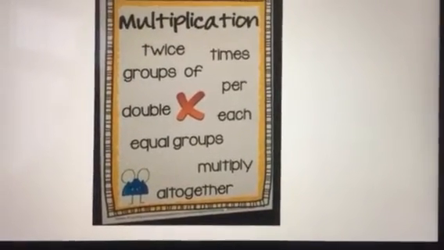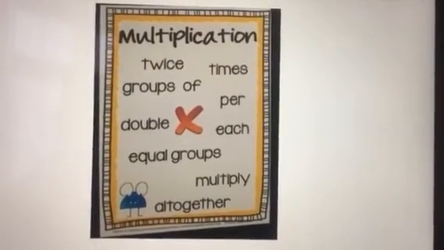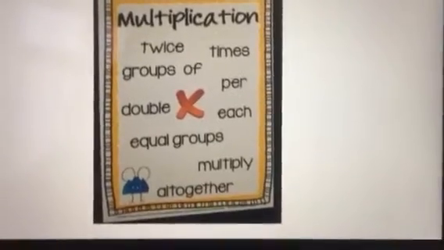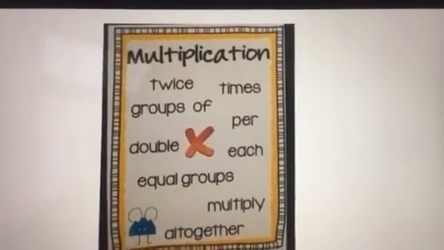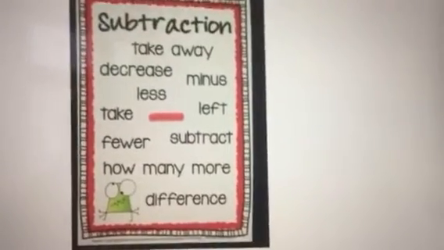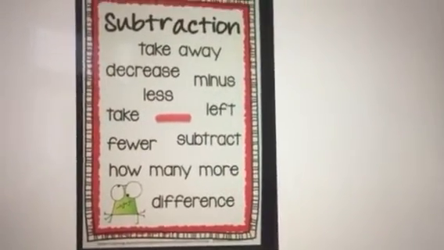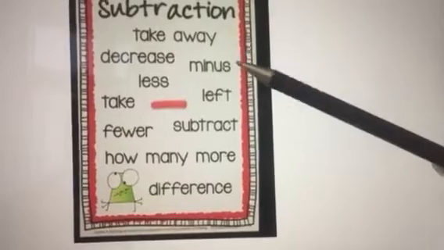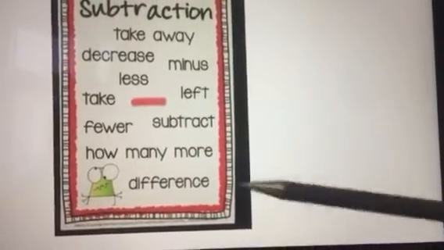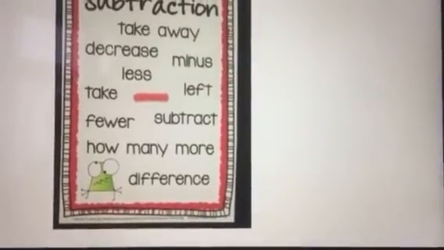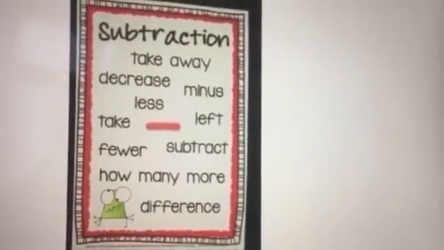And that's really what you have to remember, what words are associated with which operations, because that's really what understanding word problems is about. Same with subtraction, whether we're going to take away, decrease, minus, less, how many more, how many less, difference. Those are some of the terms that come with subtraction.